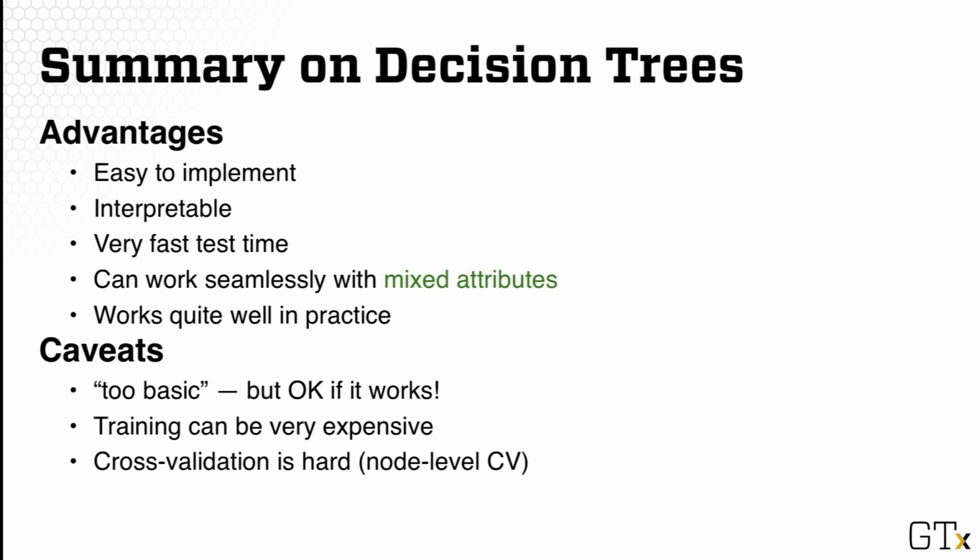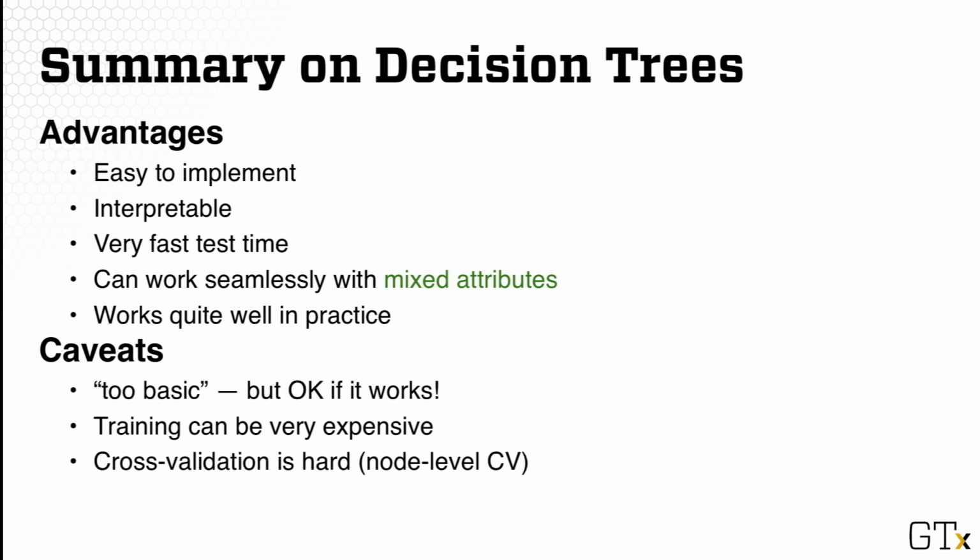Overall, for decision tree, they are quite easy to implement, very interpretable because you can see all the rules in the tree. And also it's very fast during test time. So meaning once the tree is built, then you can pass data instances through all sets of rules very quickly. And also a very nice thing is that it can work with different kinds of attributes like ordinal, categorical, continuous, and so on. And in practice, it also works pretty well.